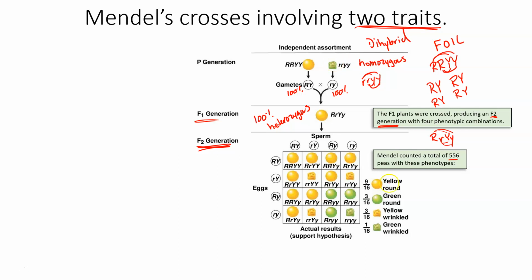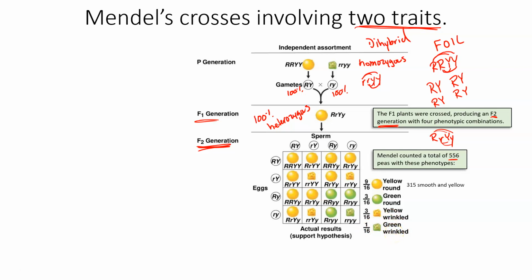Okay, yellow being the dominant trait over green, and round being the dominant trait over wrinkled. So 9/16 will show both dominant traits, that is yellow and round. 3/16 will show a single dominant trait and the other recessive. In this case, the green is the recessive and round is the dominant. In this case, yellow is the dominant and wrinkled is the recessive. And then 1/16 is going to show both recessives, which in this case, green and wrinkled are both recessive.